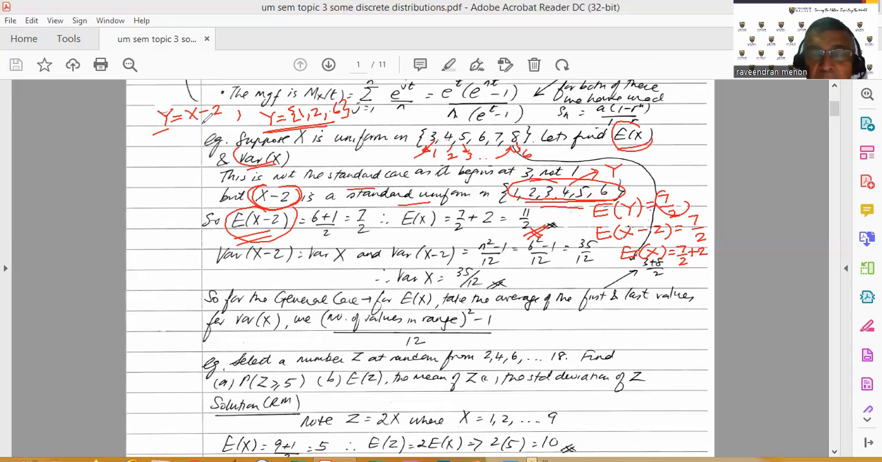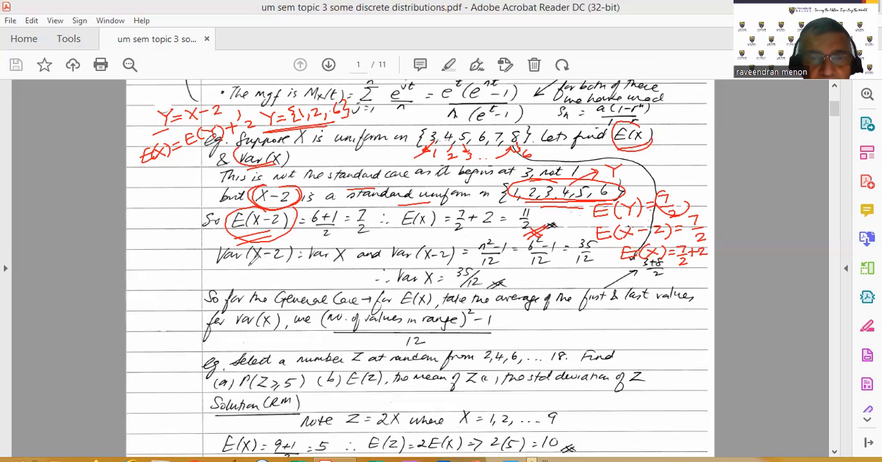But hey, y is x minus 2. We want the expected value of x. So the expected value of x, you need to just mess around with it. The expected value of x will be just the expected value of y plus 2. That's it. Expected value of y is easy because y is a standard uniform discrete random variable. So work on that, add 2, and you're done. You get the expected value of x.